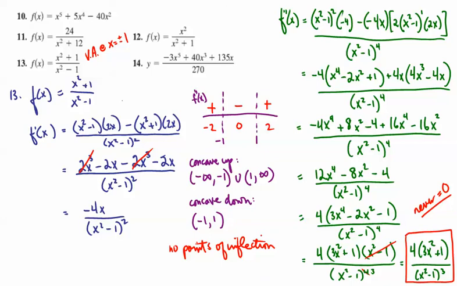And you could graph this on your graphing calculator and you would be able to see that we have exactly what we're told here. Concave up, left of negative 1, then concave down between negative 1 and 1, concave up again after positive 1. And that'll do it for this video and this problem.